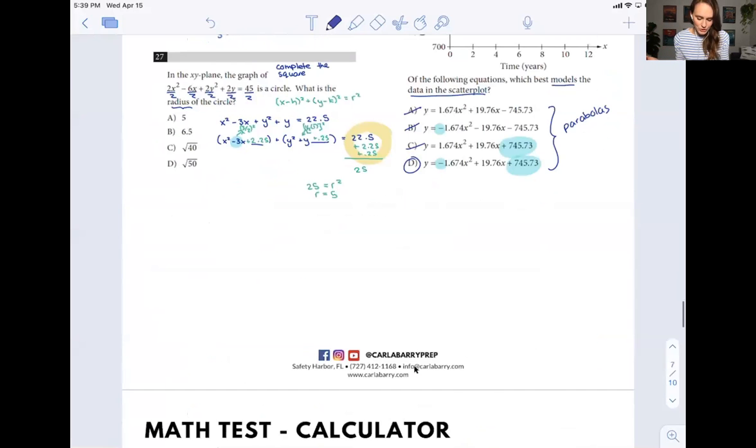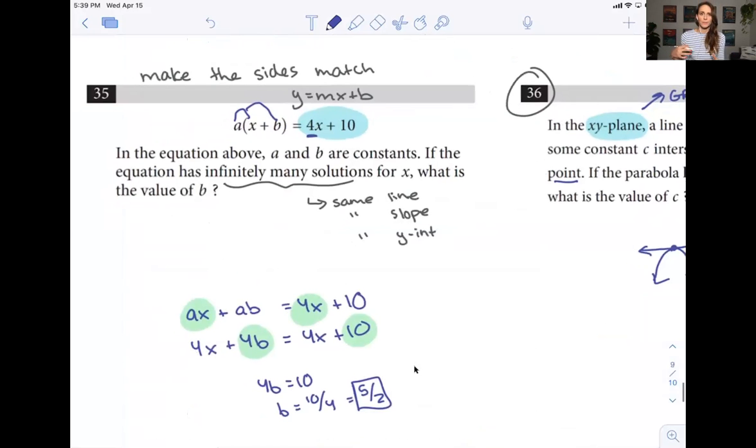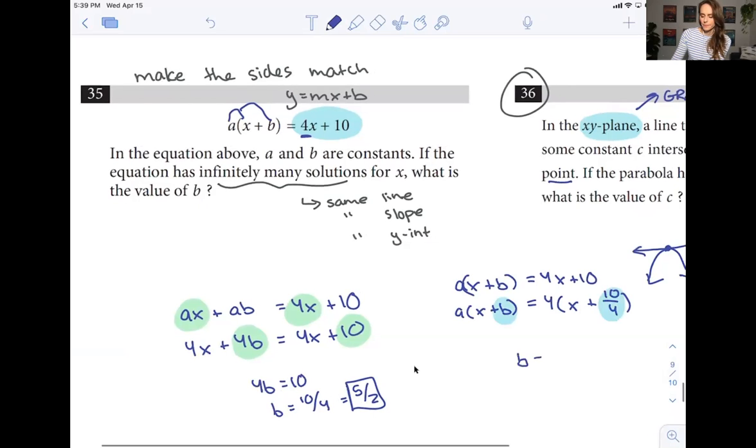Okay, so for question number, where's that one? Oh, so factoring for number 35, we would take a times x plus b equals 4x plus 10. And then I would factor out that 4. So I get 4 times x plus what times 4 gives me 10? That would be 10 over 4, right? Because 4 times 10 over 4, the 4s would cancel, would be equal to a times x plus b. And now I can see that my b equals 10 over 4. So b equals 5 over 2.